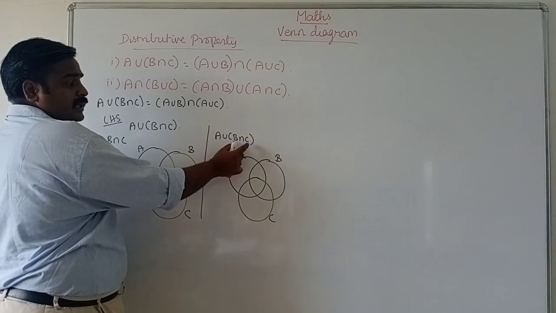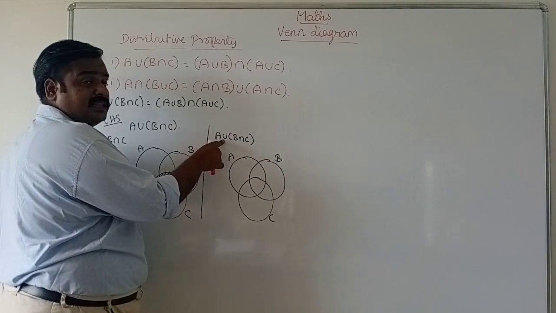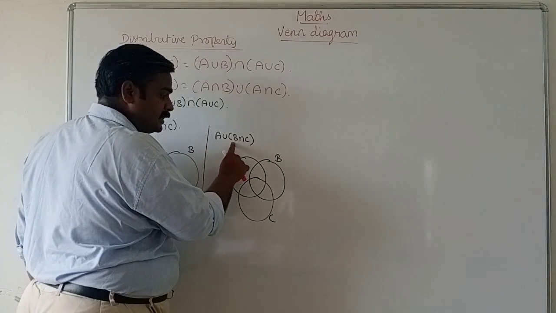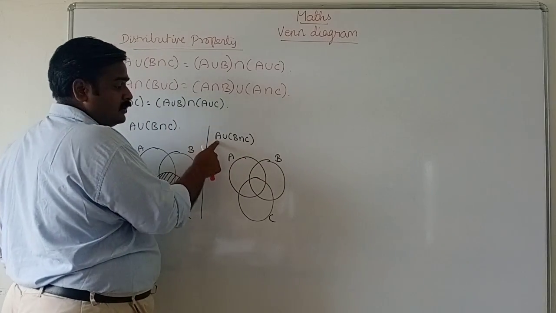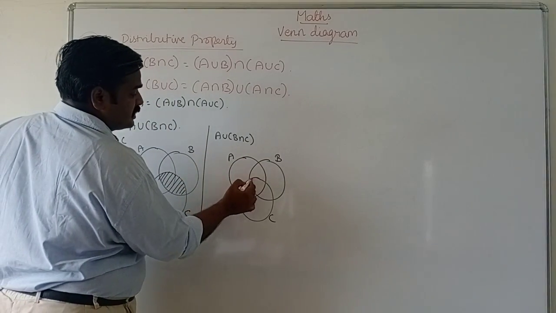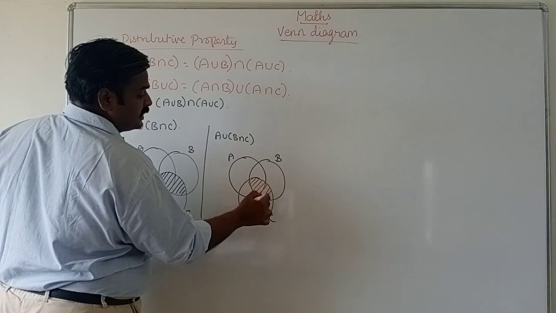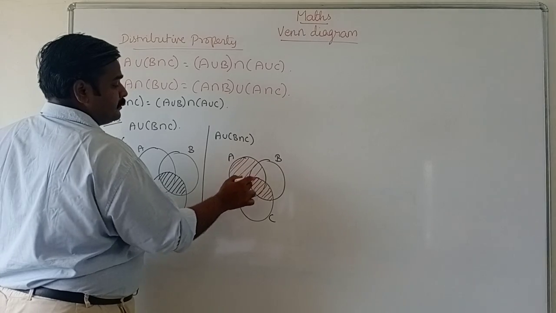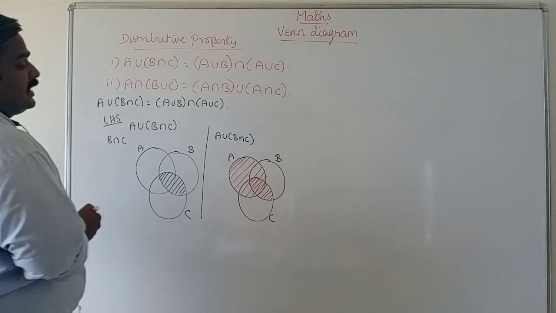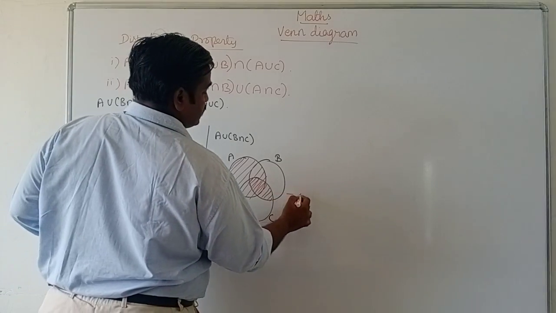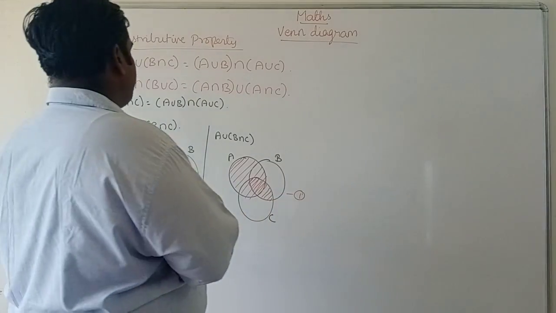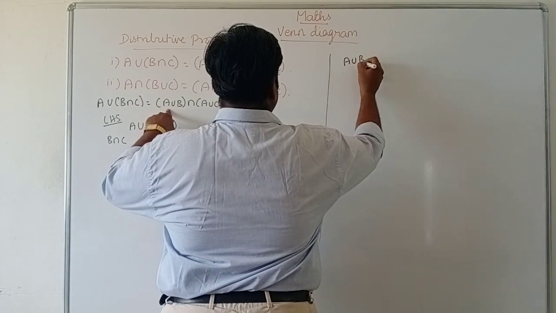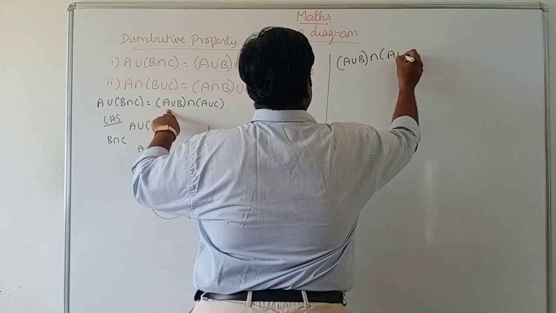These two parts, along with this, we have to shade A. That is, we have given union. Suppose intersection were given, we would take the common area. But since union is given, we have to shade this also, and this also. So if we say first shade B intersection C, what will we shade? We will be shading this part. Along with this, if they say shade A, what will we do? We will be shading A. So this is the diagram for A union B intersection C. Take this as diagram number 1. Then go for the RHS. What is given in the RHS? A union B intersection A union C.